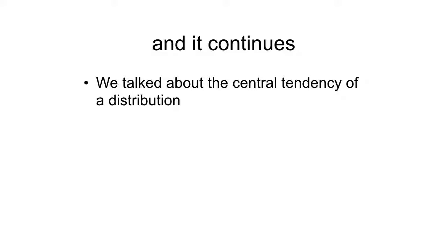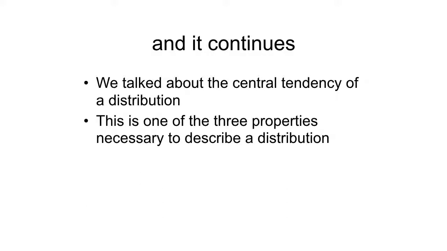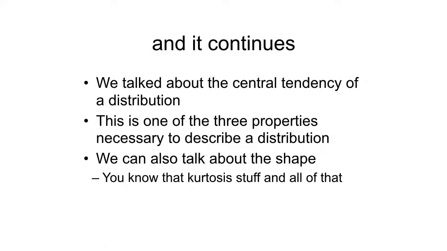So you can't. So it made no sense to go below 0 at that point. Okay. So we've got the shape. We've dealt with that. Let's look at central tendency, right? So one of the 3 properties necessary to describe a distribution: shape, spread, and central tendency. So all that kurtosis stuff, and skewness.